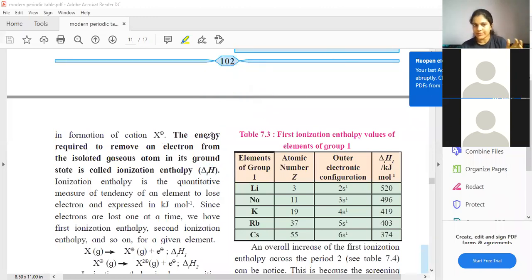Let us read what is written. The energy that is required to remove an electron from the isolated gaseous atom in its ground state is called ionization enthalpy. Let me skip a little of what is written in between. The energy that is required to remove an electron is called ionization enthalpy. Energy required to remove electron is ionization enthalpy.